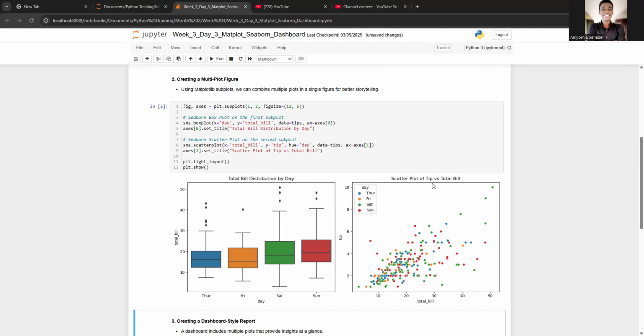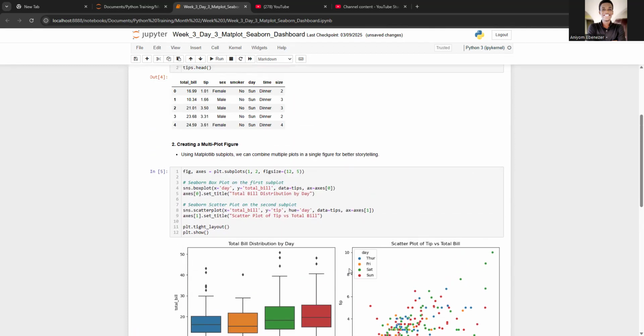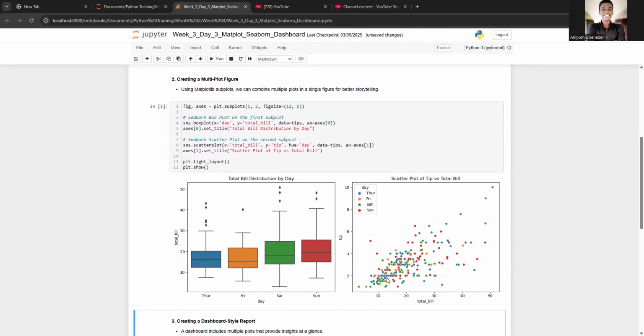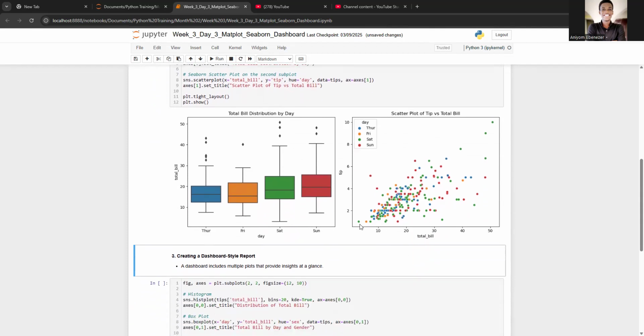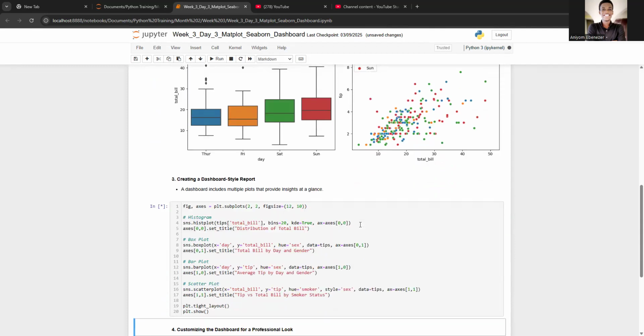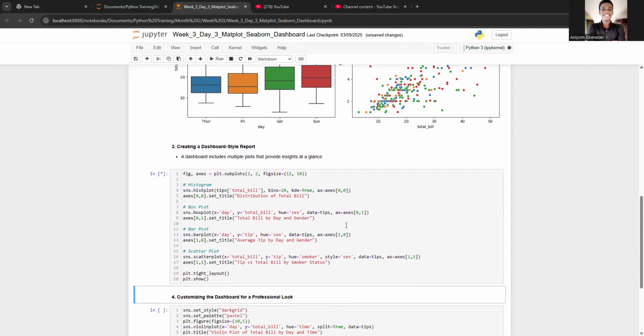Then we have a scatter plot of tips versus total bill as well. The tips range from, I think, 1 point something. You see the color code: Thursday is blue, Friday yellow, Saturday green, and Sunday is what? Red. So you see all of that to indicate the day the person bought and the day the tip was given, right?